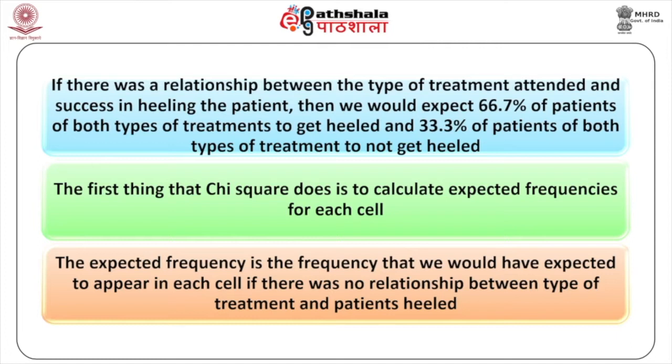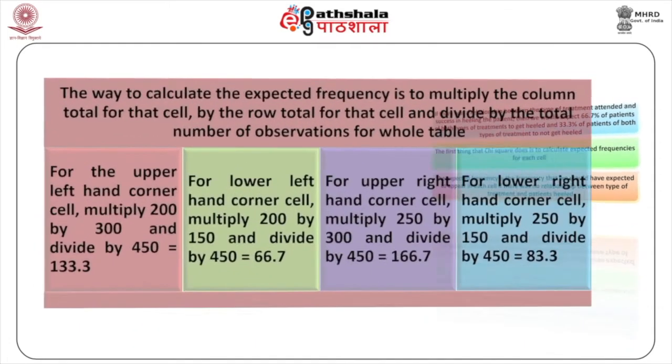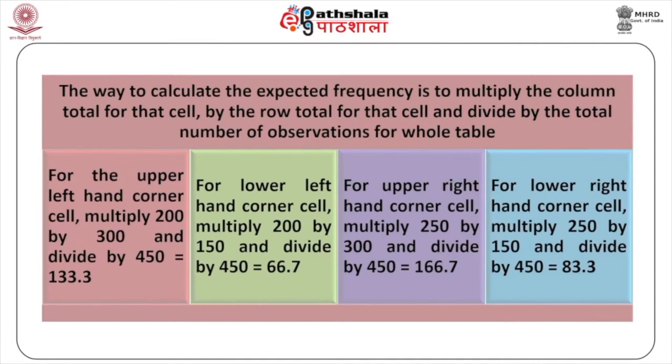The first thing that chi-square does is to calculate expected frequencies for each cell. The expected frequency is the frequency that we would have expected to appear in each cell if there was no relationship between type of treatment and patients healed. The way to calculate the expected frequency is to multiply the column total for that cell by the row total for that cell and divide by the total number of observations for the whole table.